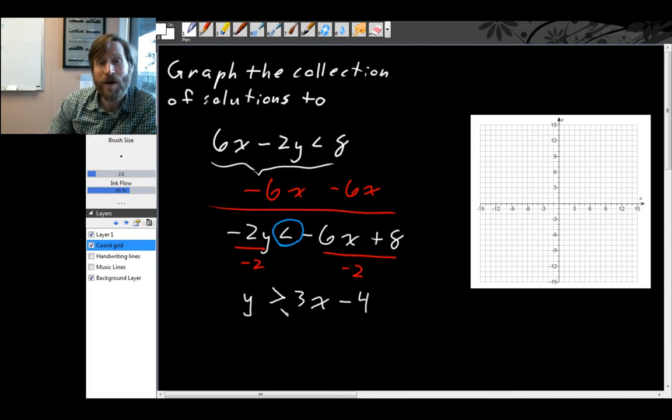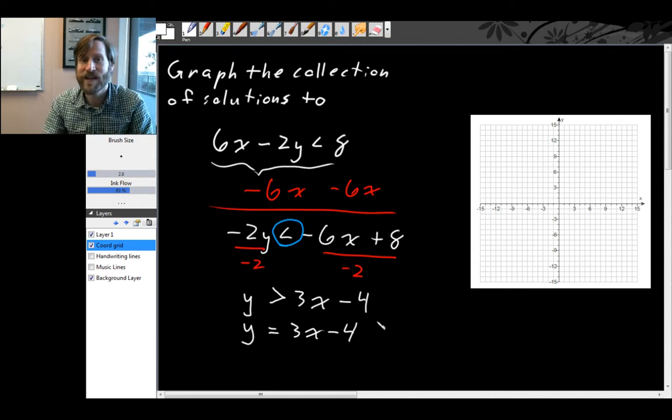Now this looks almost like the equation of a line, except it's not actually an equation. There isn't an equals in the middle. But the line that we would get from this, y equals 3x minus 4, this line actually splits the coordinate plane into the half that we want and the half that we don't want. So we will need to start by graphing this line.